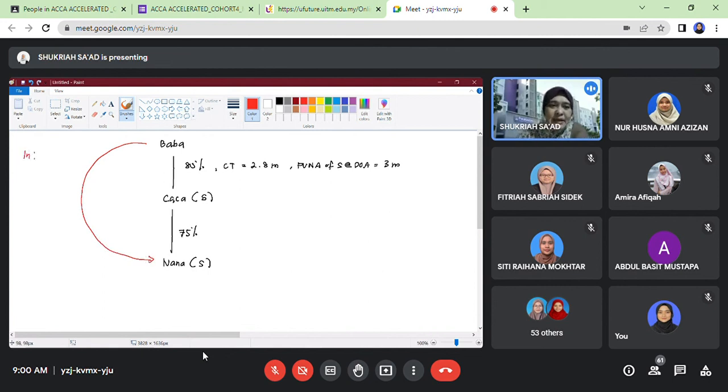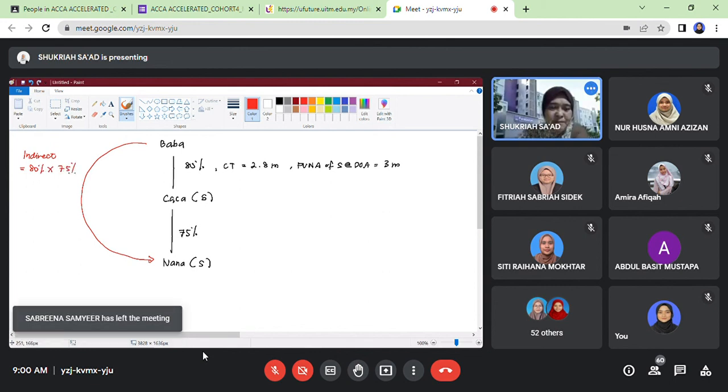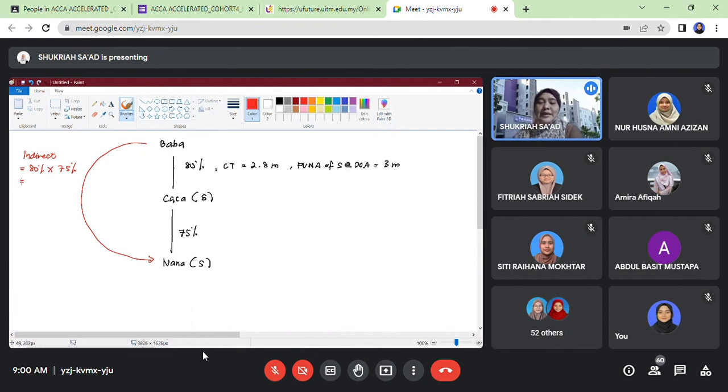So the indirect control element is 80% times 75%. How much, class? 0.8 times 0.75, how much do you get? 60%, meaning NCI is going to be 40%. That is the NCI relationship between Baba and Nana. Between Chacha and Nana, Chacha paid a total consideration of 1.2 million, and the fair value of net assets of the subsidiary at date of acquisition is given as 2.5 million. So this is our diagram.